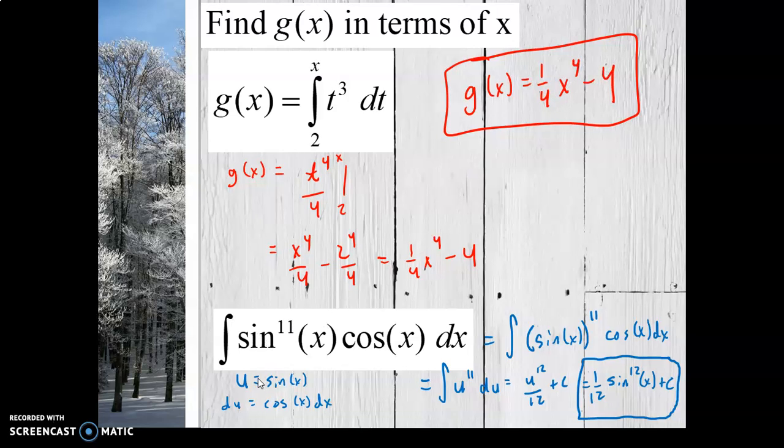Down here, we'd say that u is equal to sine of x. Du would be cosine of x dx. Now, some of you guys are going to want to rewrite this as sine of x to the 11th power. It'll make more sense when you see it this way. So then it's really just u to the 11th power du. So it's u to the 12th over 12 plus c. And then you can rewrite that as 1/12. And instead of u to the 12th, u was sine of x. So it's sine of x to the 12th plus c.